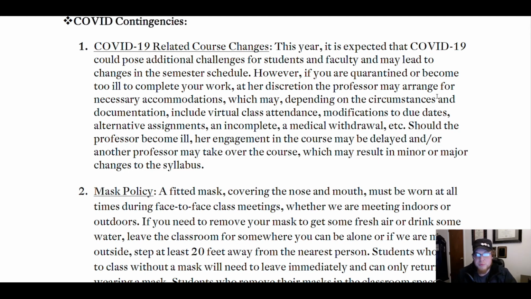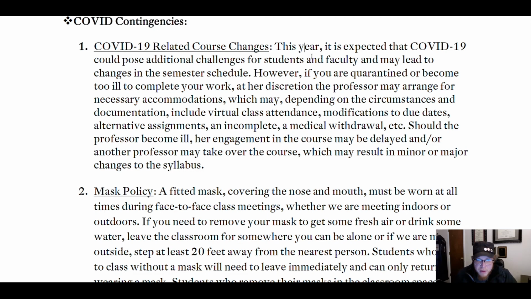These are particular to spring 2021. So, COVID-19 related course changes. I want to make sure I go through these so that they're clear. This year, as was the case last year, it's expected that COVID-19 or any of its other sundry mutations could pose additional challenges for students and faculty and may lead to changes in the semester schedule. However, if you are quarantined or become too ill to complete your work, at the professor's discretion, my discretion, the professor may arrange for necessary accommodations, which may, depending on the circumstances and documentation, include virtual class attendance, modifications to due dates, alternative assignments, an incomplete, a medical withdrawal, etc.